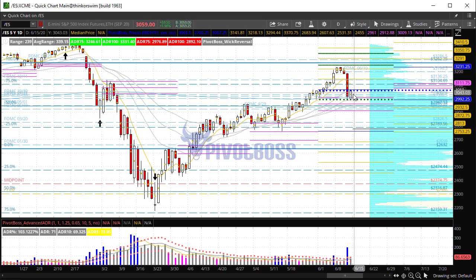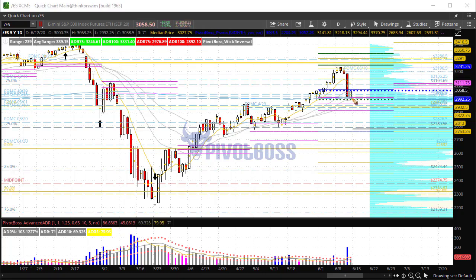Additionally, if price closes above the open today, as it currently looks like it's trying to do, that would also become a bullish extreme reversal. For those of you familiar with my book, Secrets of a Pivot Boss, you know that in chapter 2 this is called the extreme reversal. After a big snapback, there tends to be a snapback in the direction from where it came.